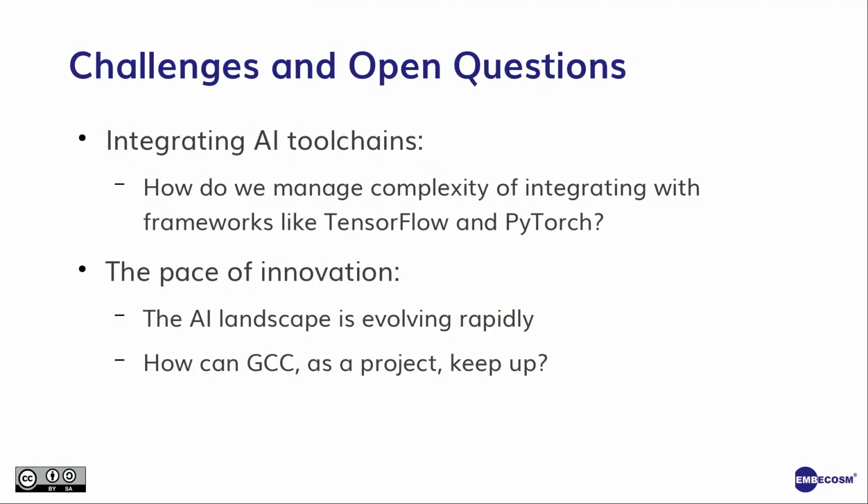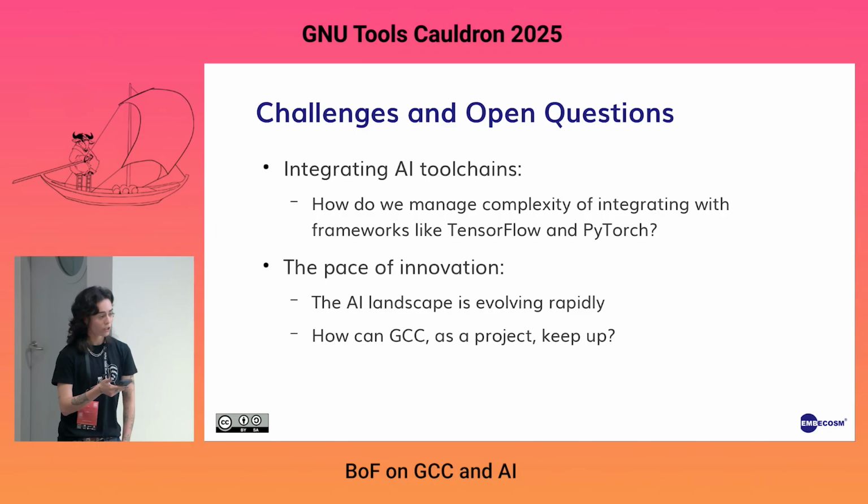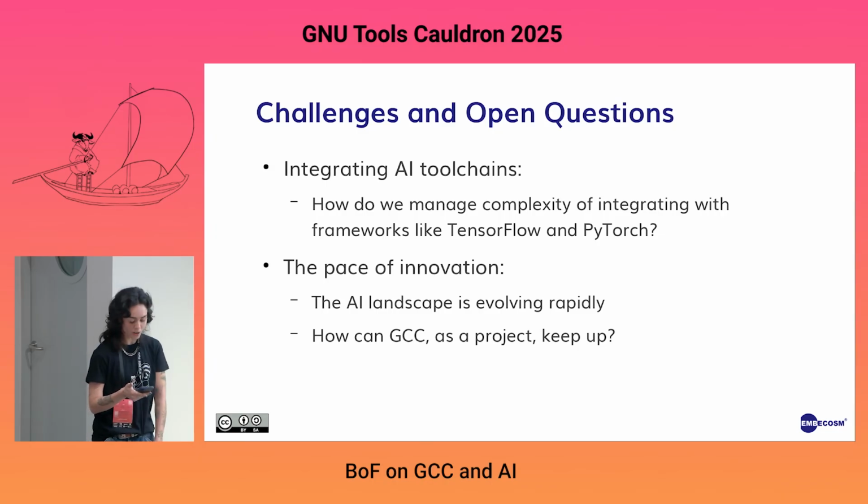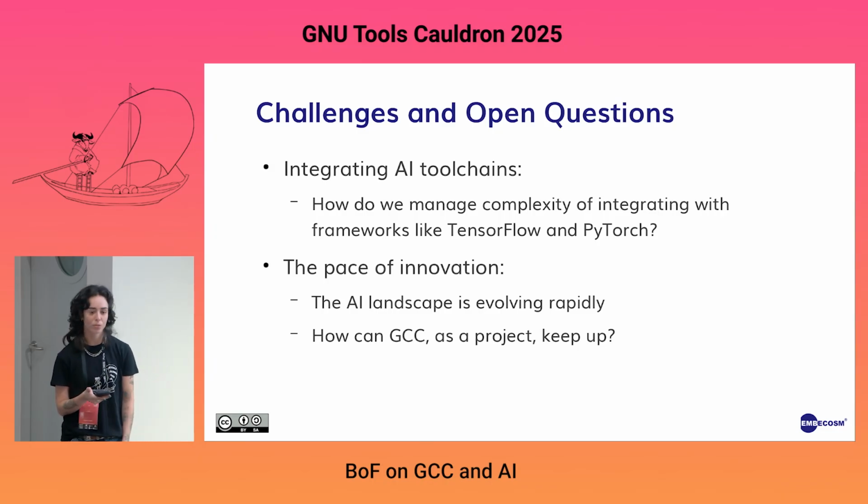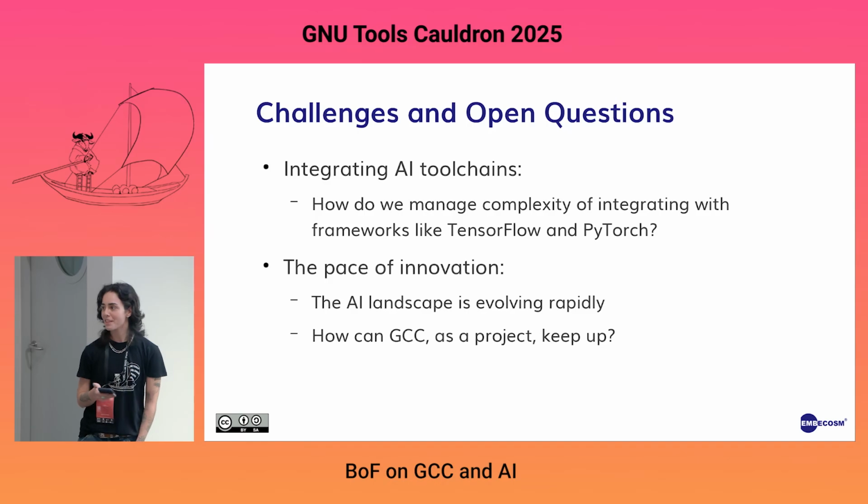I think we already kind of discussed this, but frameworks like PyTorch and TensorFlow already have graph optimizers. Should GCC aim to plug in as a backend from something like MLIR, or build its own front end for high-level models? Don't know if there's anything to add on that. Yep.